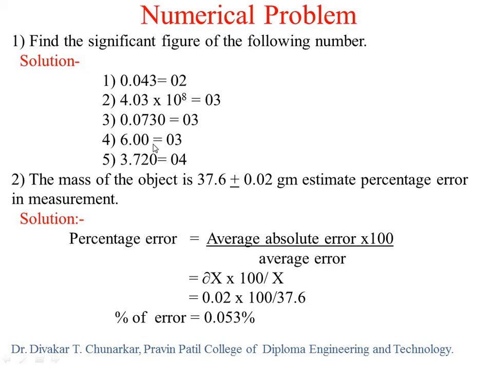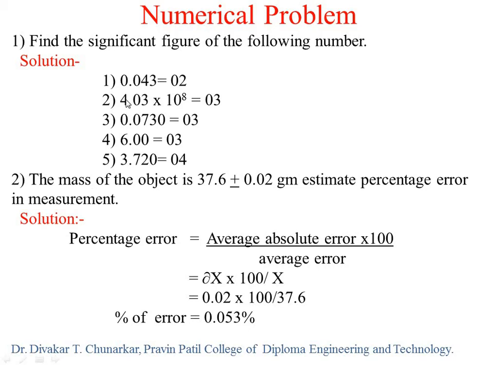Then 6.00: in this value, 3 are significant figures, because the 00 is coming after the decimal point, and therefore these 2 are significant. So 6.00 has 3 significant figures. Then 3.720: in this value, 4 significant figures, because this 0 occurs after a non-zero digit, and therefore we have to consider the 0 as a significant figure.